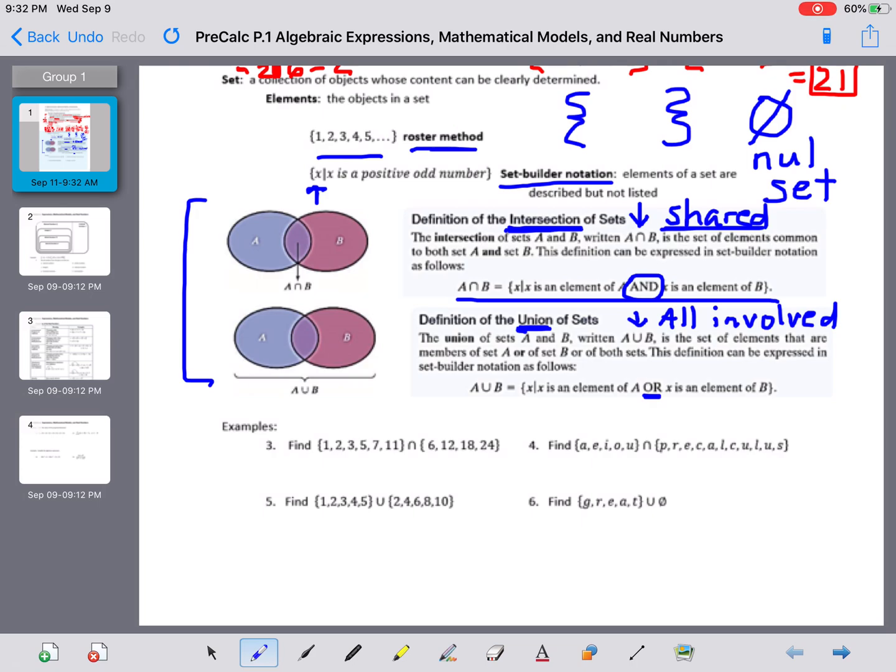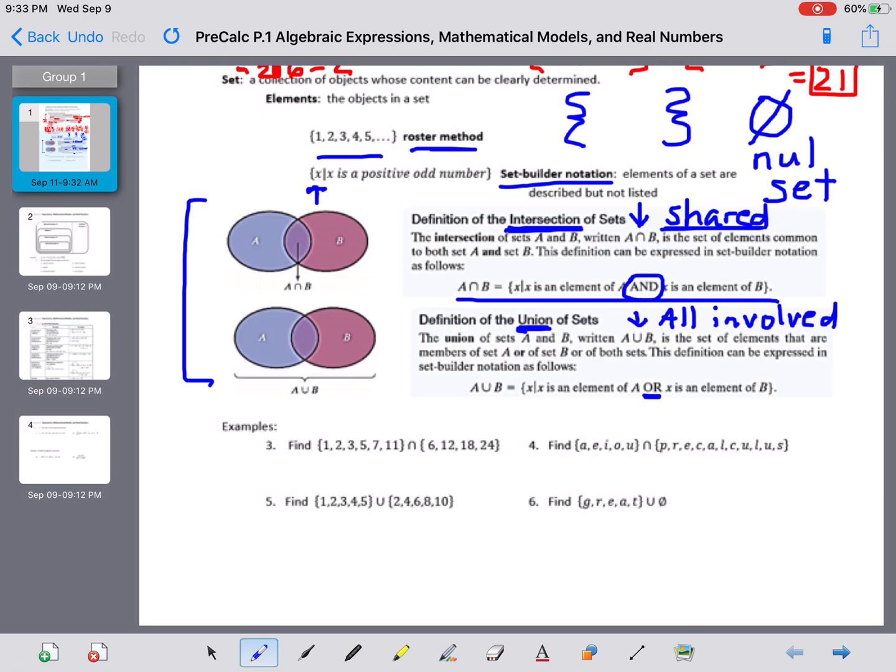So let's do a few of these examples and make sure we understand. The first one gives us a set of 1, 2, 3, 5, 7, 11, and it has the upside down U with 6, 12, 18, and 24. So that's asking us, what do they share? What do they have in common between those two sets? Is there an element or elements that are identical in both sets?